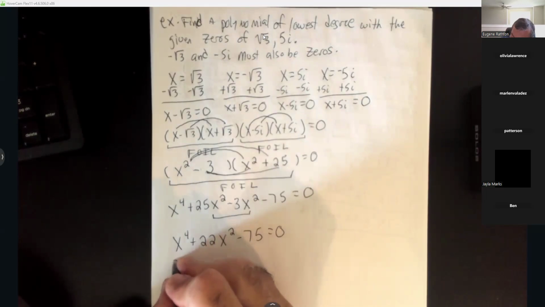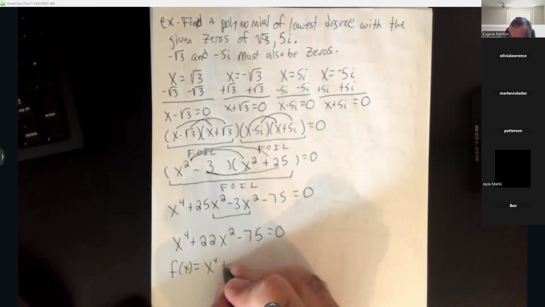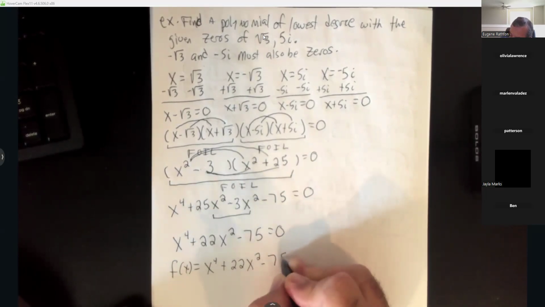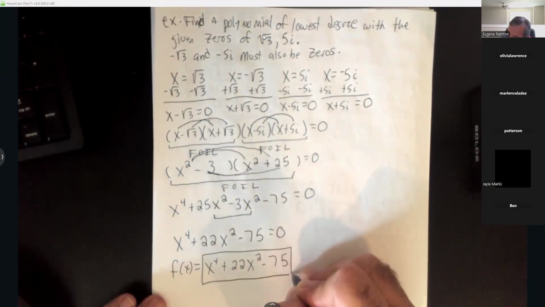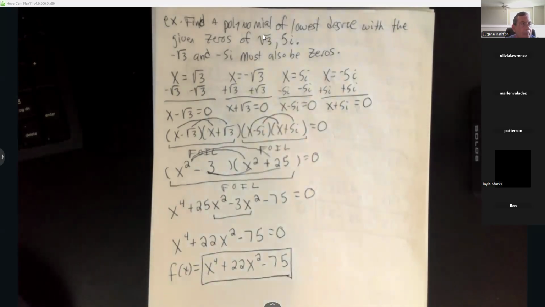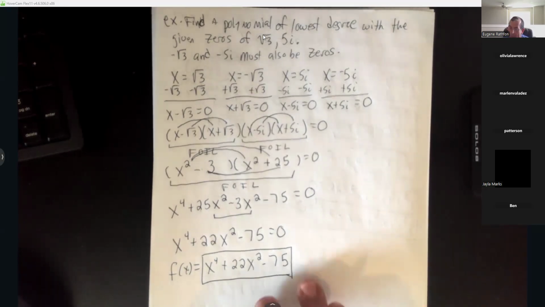So y'all, that method will give you the f of x, and you just put in x to the fourth plus 22x squared minus 75. Okay, any questions on that problem? All righty, so y'all, let's continue.